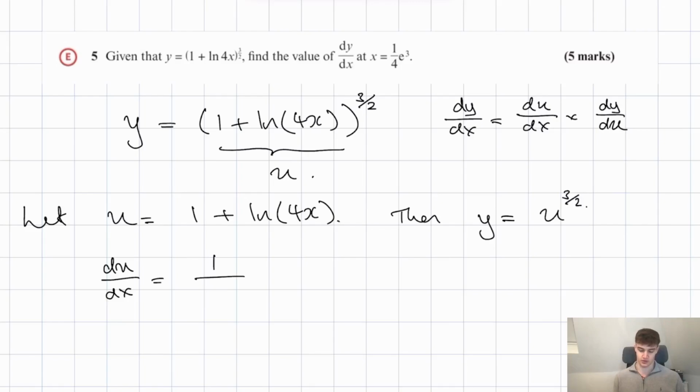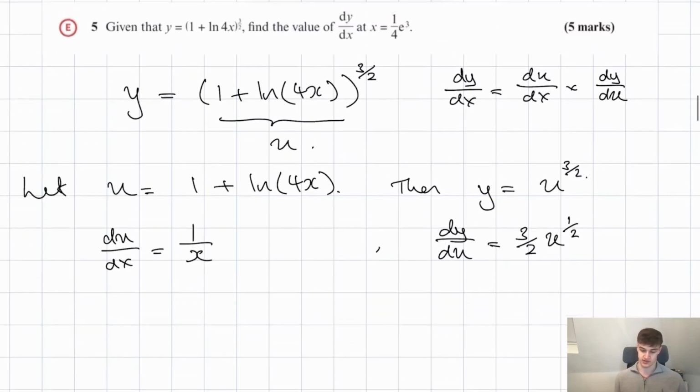To see that, if I do 1 over 4x, then I have to multiply by the derivative of the inside, which is 4. So this is the chain rule in disguise again. It's going to give me 1 over x. If you're not convinced of that, do it yourself properly. Consider this on its own and make a u substitution here and use the chain rule. So that gives me 1 over x. dy by du is 3/2 u to the power of 1/2, right?